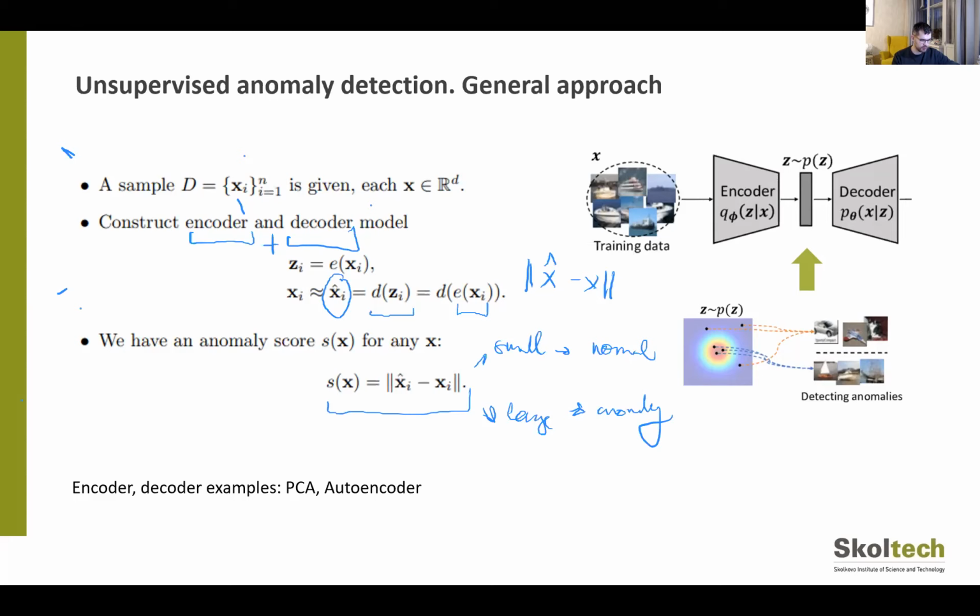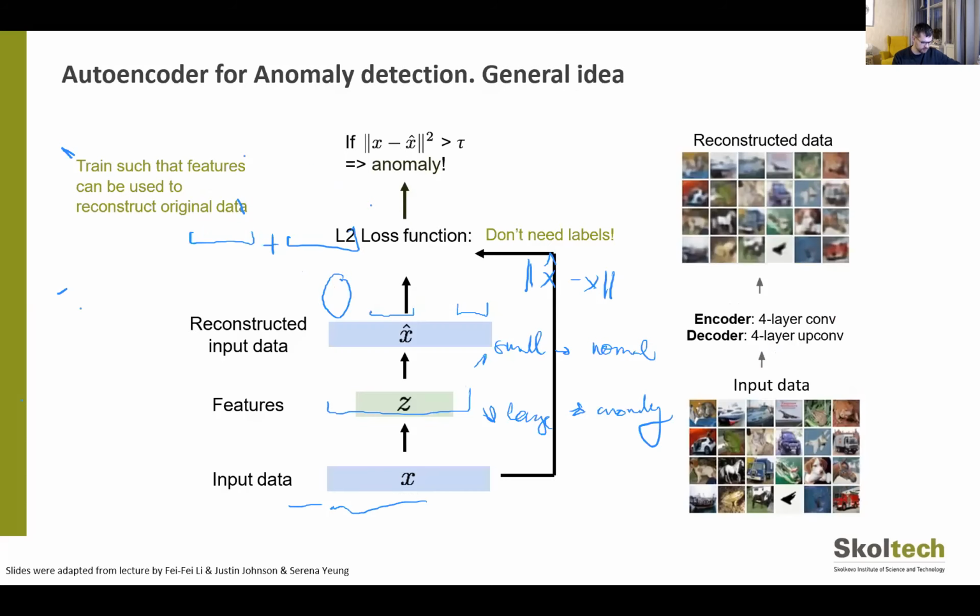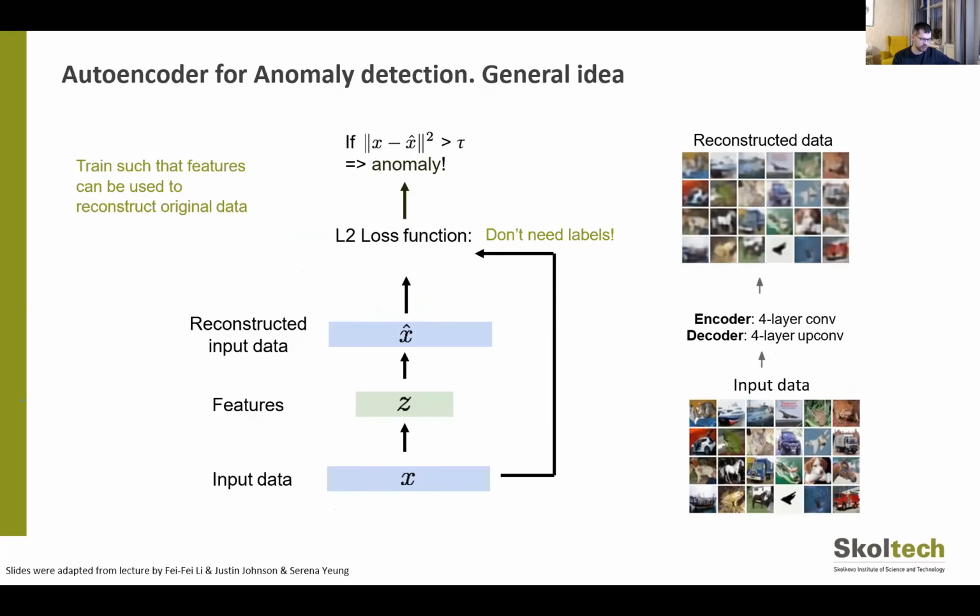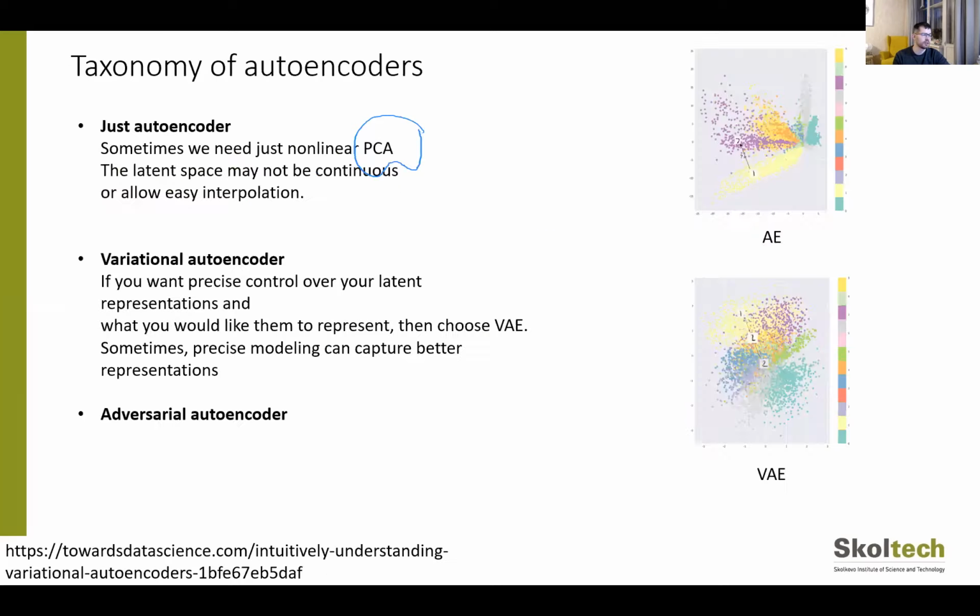Two examples of encoder-decoder architecture are principal component analysis, if you want something simple and linear, and the autoencoder. And so we don't need any labels. We just say that our loss function is a difference between x and x hat, and we use the normal data to construct such a model. And then that's it.